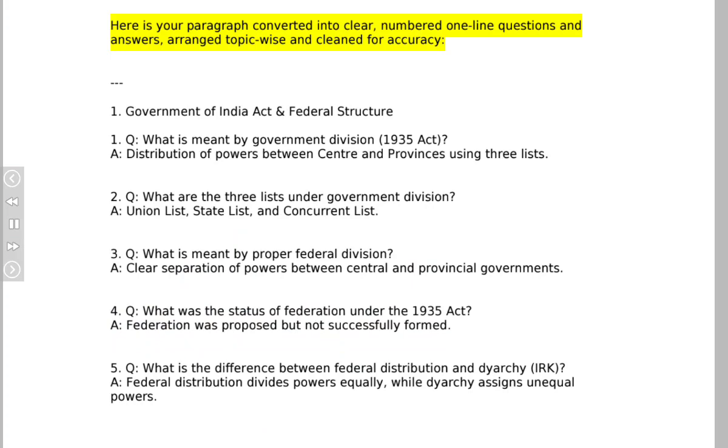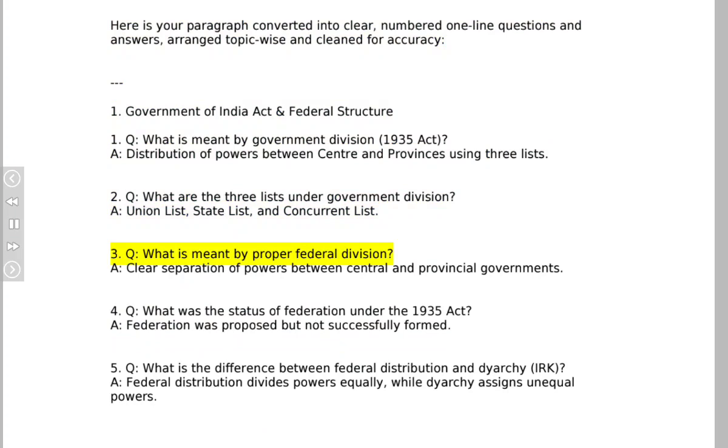Here is your paragraph converted into clear, numbered one-line questions and answers, arranged topic-wise. 1. Government of India Act and Federal Structure. 1. Q. What is meant by government division under the 1935 Act? A. Distribution of powers between center and provinces using three lists. 2. Q. What are the three lists under government division? A. Union list, state list, and concurrent list.